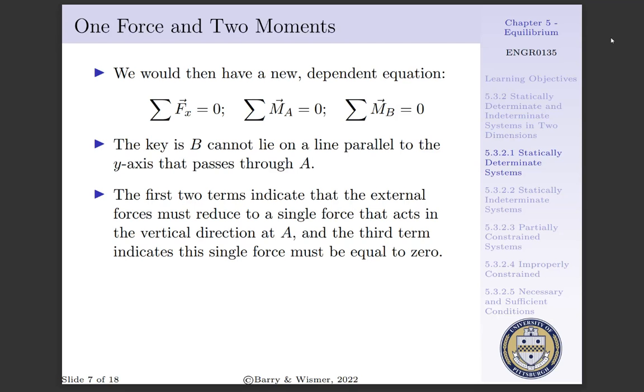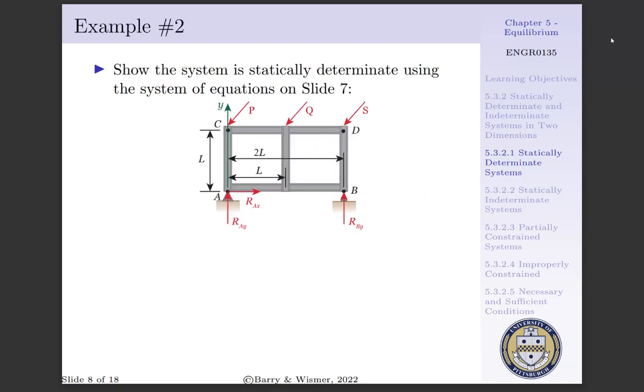Now, these first two equilibrium equations indicate that external forces must reduce to a single force that acts in the vertical direction at A. Our third equilibrium equation indicates the single force must be equal to 0. In example 2, we want to repeat example 1, however, we want to replace our summation of forces in the y direction with a summation of moments about point B. To begin, we'll cast our summation of forces in the x direction and set this equal to 0.